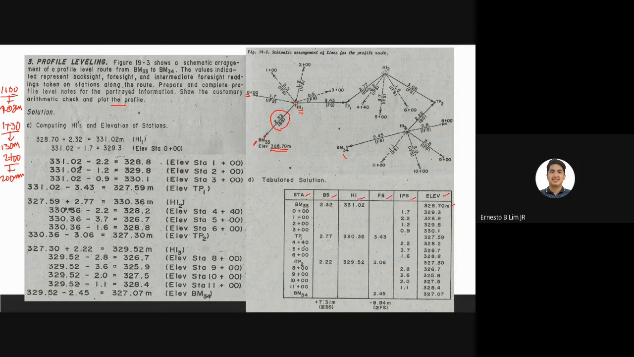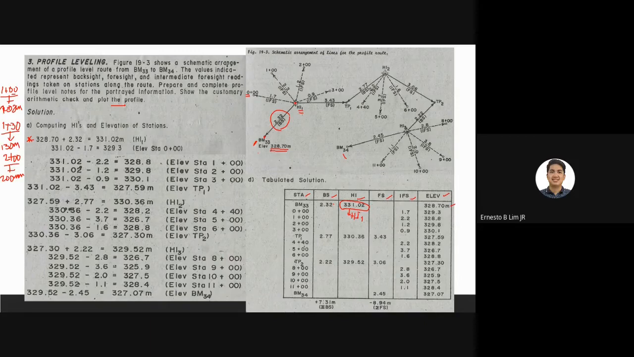Then as you set up, you will sight the BM33, and that would be your backside. Your backside there is 2.33. Then elevation plus backside would be equal to 331.02 meters, and that would be your height of the instrument for your first setup. So this is HI1, first setup.